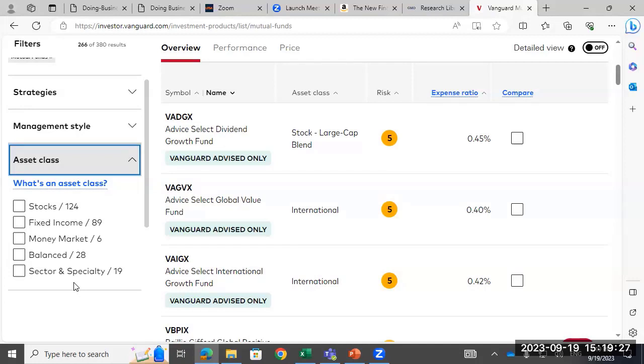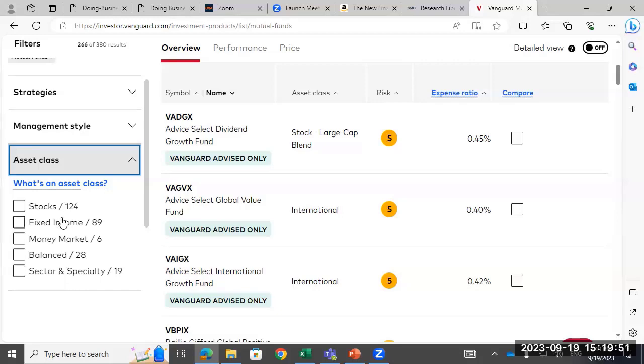Sectors isn't one of our groups, right? We're not doing sectors as a different asset class. Specialty could be things like commodity funds. They may have something that's kind of alternative in there. They don't have real estate because you can't do real estate in a mutual fund. They might have a real estate investment trust, but that's very, very different. So they have 3 of our 4 asset classes right there.